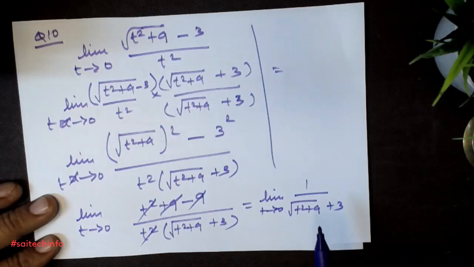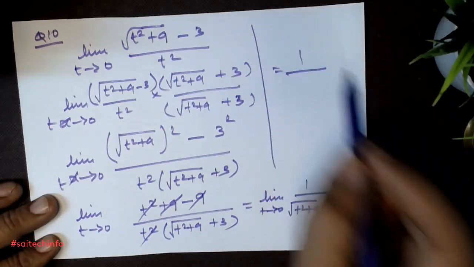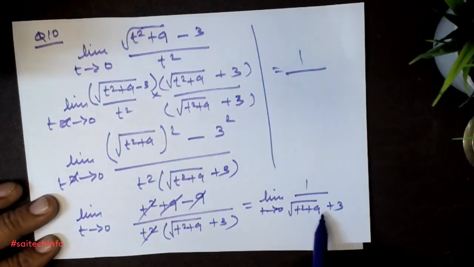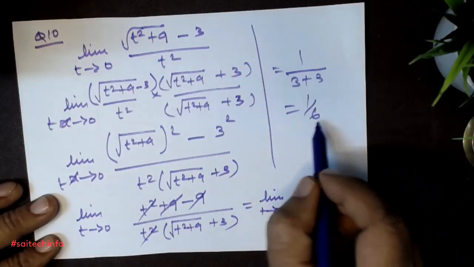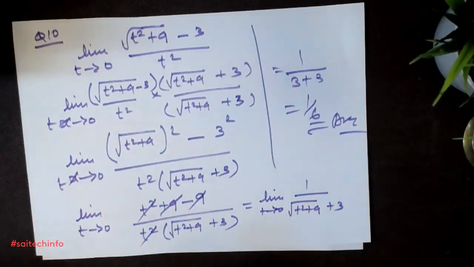Therefore 1 divided by root of 0 plus 9. Root of 9 is 3. So 3 plus 3, that is 1 by 6 is the answer.